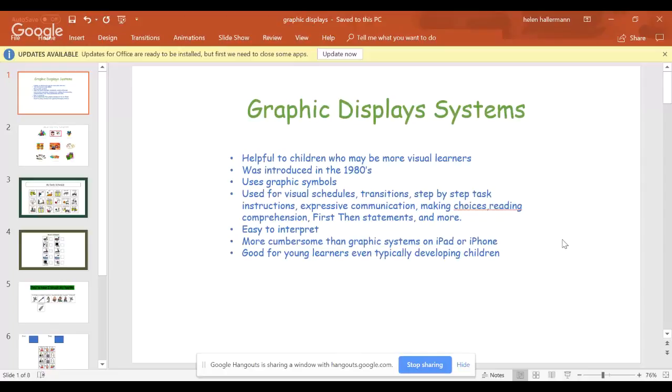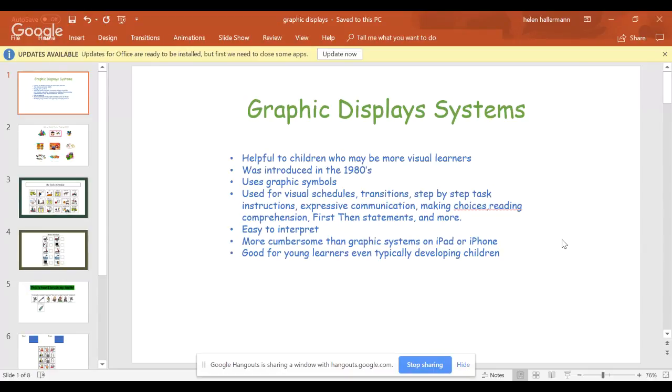So graphic displays are really helpful to children who may be more visual learners. And we know that a lot of children with autism do tend to be more visual learners. They have a hard time sometimes speaking, initiating conversation, demanding, requesting, things like that. So graphic displays are helpful for them. Number one, it can be a cue for them for what to say.